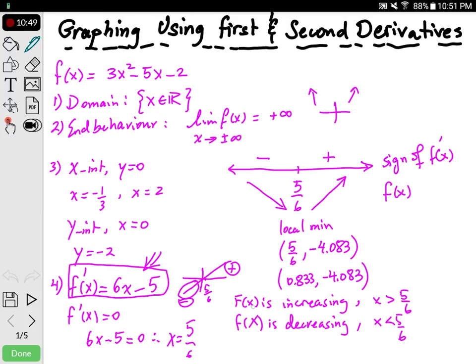Now also we could tell where the function is increasing or decreasing from that number line. So f of x is increasing where we see that arrow going up, and that is x greater than 5 over 6, and f of x is decreasing for x less than 5 over 6.